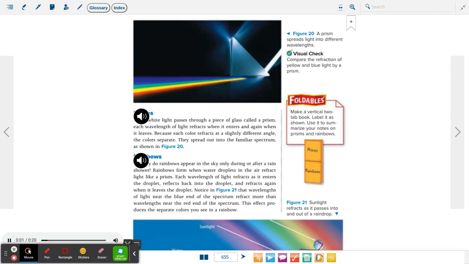Prisms. As white light passes through a piece of glass called a prism, each wavelength of light refracts when it enters and again when it leaves. Because each color refracts at a slightly different angle, the colors separate. They spread out into the familiar spectrum, as shown in Figure 20.